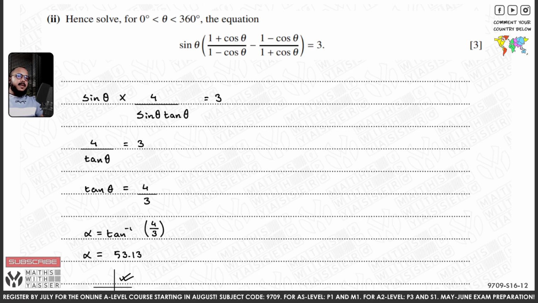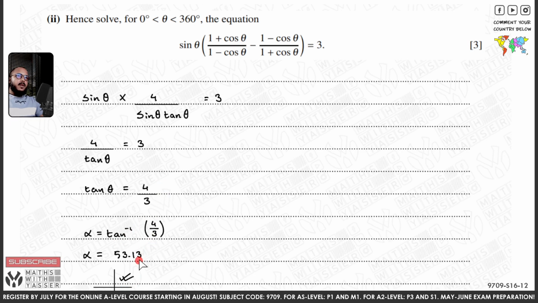Or we can say these sine theta and sine theta will cancel out, and we are left with 4 over tan theta equals 3. That means tan theta is equal to 4 over 3. So let's find the basic angle first. So alpha is equal to tan inverse 4 over 3. That gives us alpha equals 53.13. And we are taking it in degrees because our limit is in degrees.